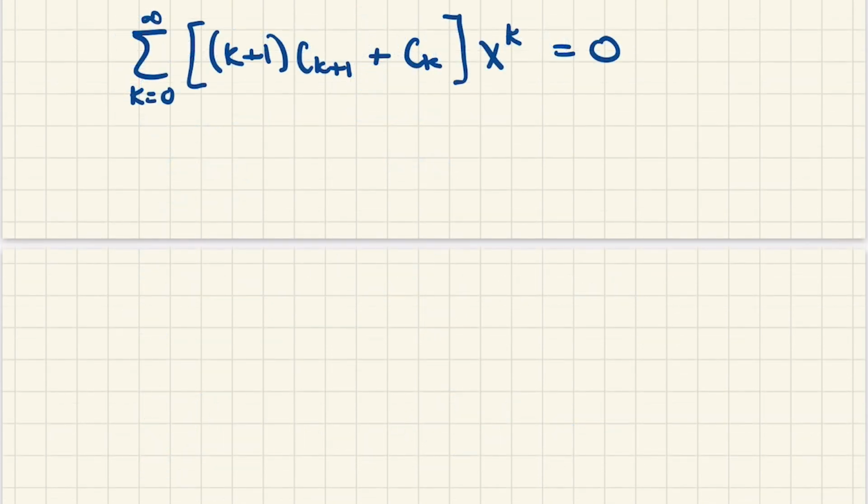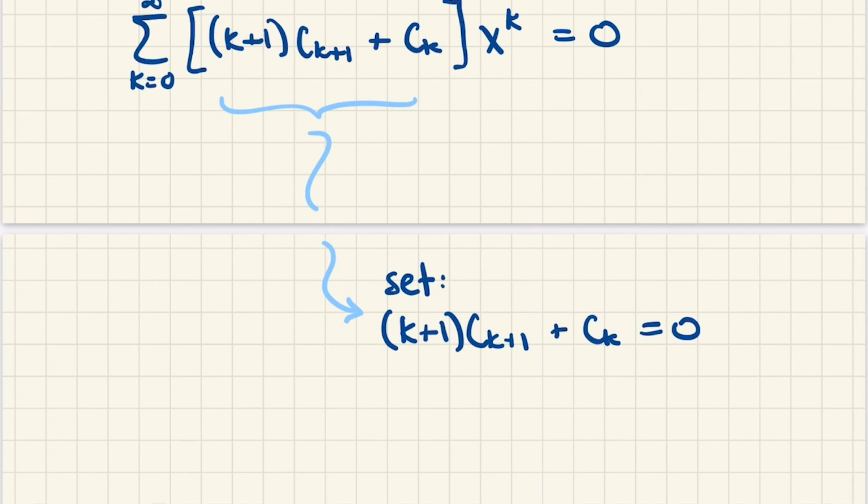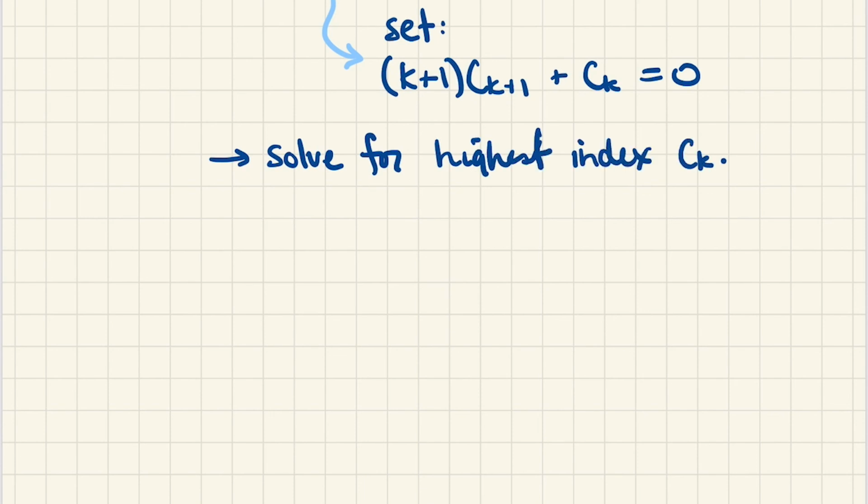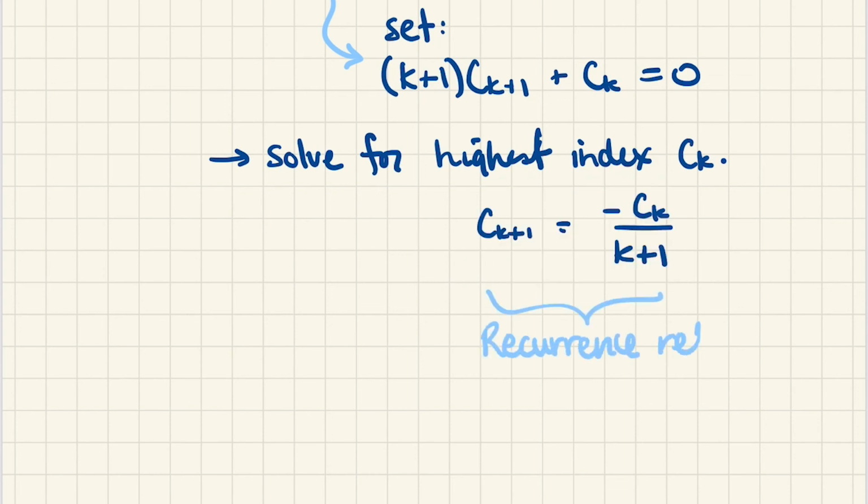All right, so what does all this mean? Well, this has to equal 0. So now what we're going to do is solve for the highest index of k. So the highest index here is C(k+1), so we're going to isolate C(k+1). We can see that that's negative Ck over k plus 1. All right, this is called a recurrence relation. We're going to use it to generate all the constants.